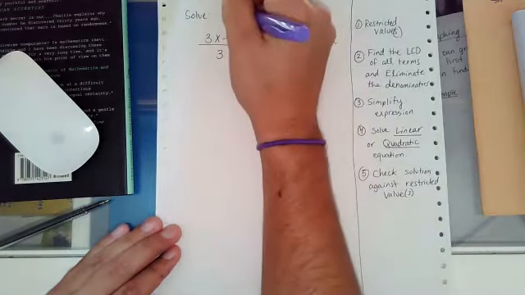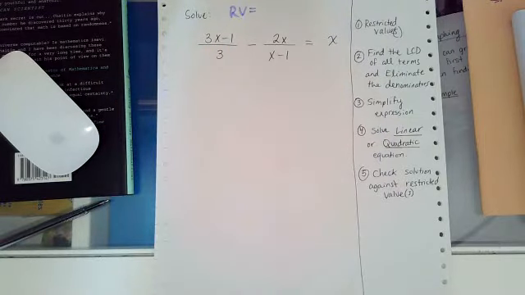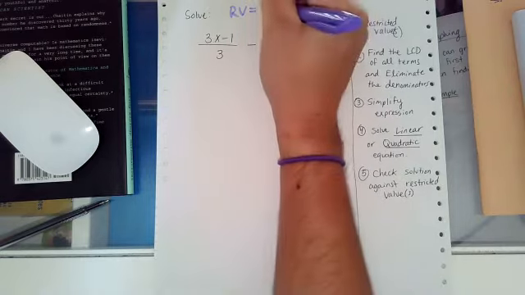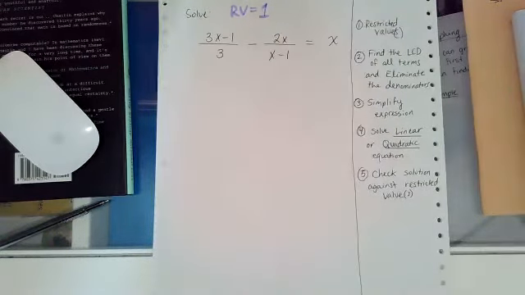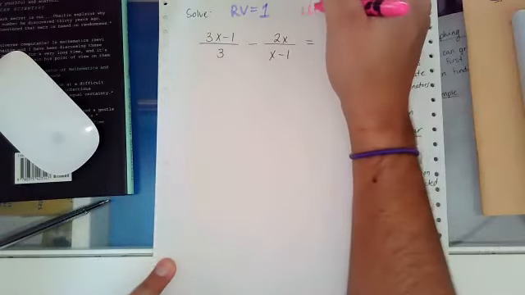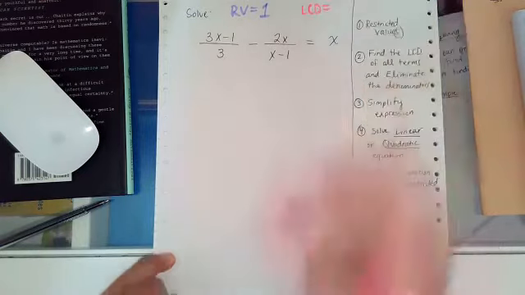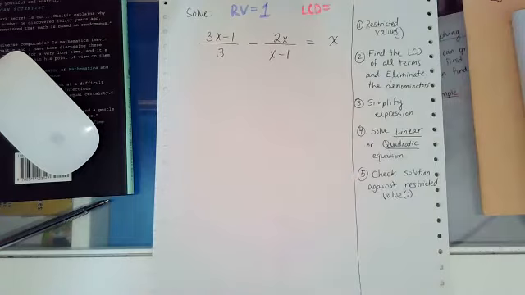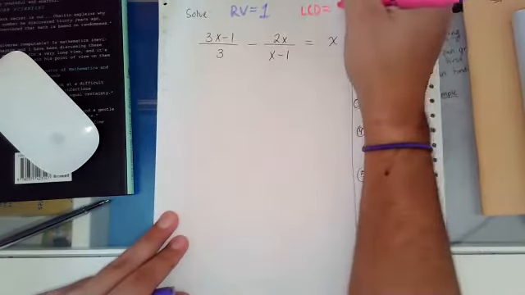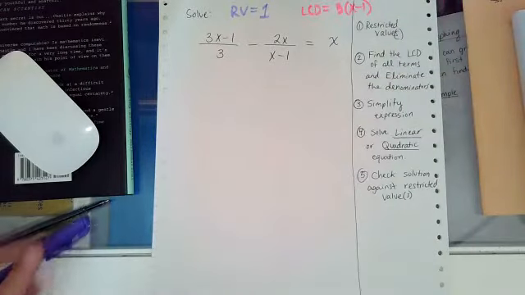Okay, so right off the bat, can anybody tell me what the restricted values for this problem are? 1. Yep. So x cannot be equal to 1. Can anybody tell me what the LCD of these terms is? Least common denominator. 3 times (x minus 1). Yeah, 3 times x minus 1 in parentheses. Good.